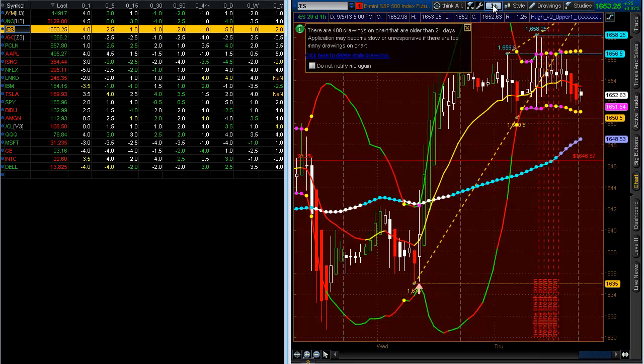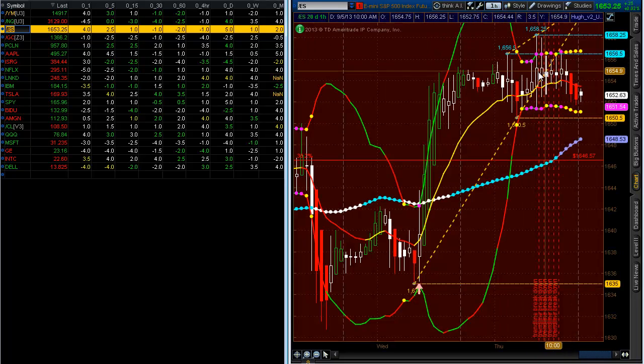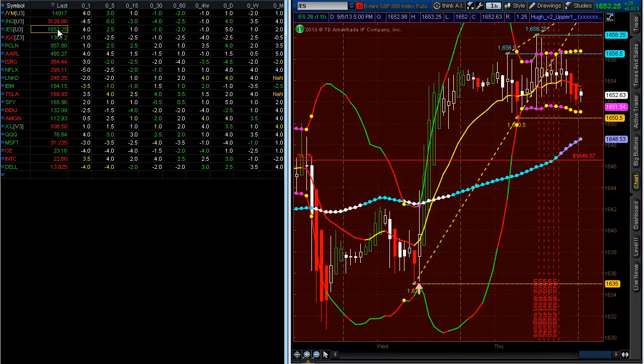I'll show you that. This is the S&P futures. You can see a squeeze on the hour time frame here. You're also in a squeeze if you look over at our matrix. It's also in a squeeze on the 5-minute, the 30-minute, and the 60-minute. So it's going to break either up or down.